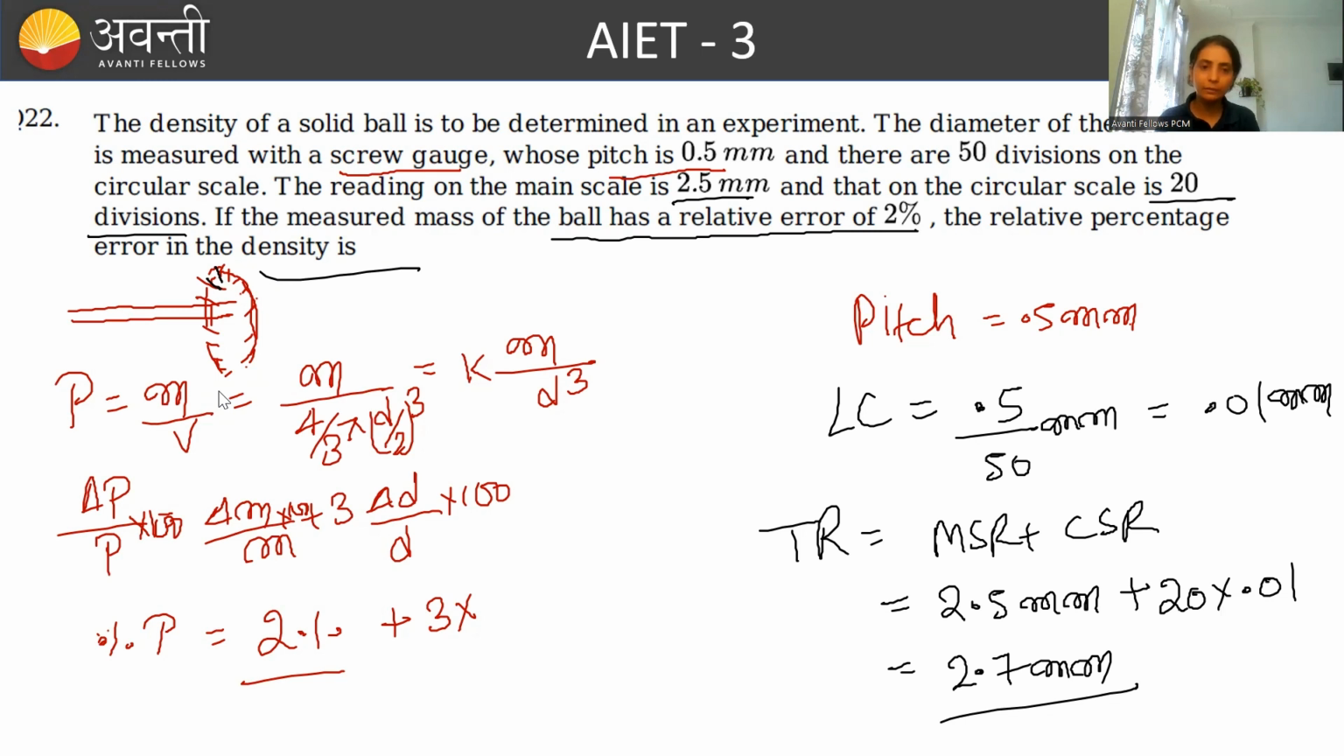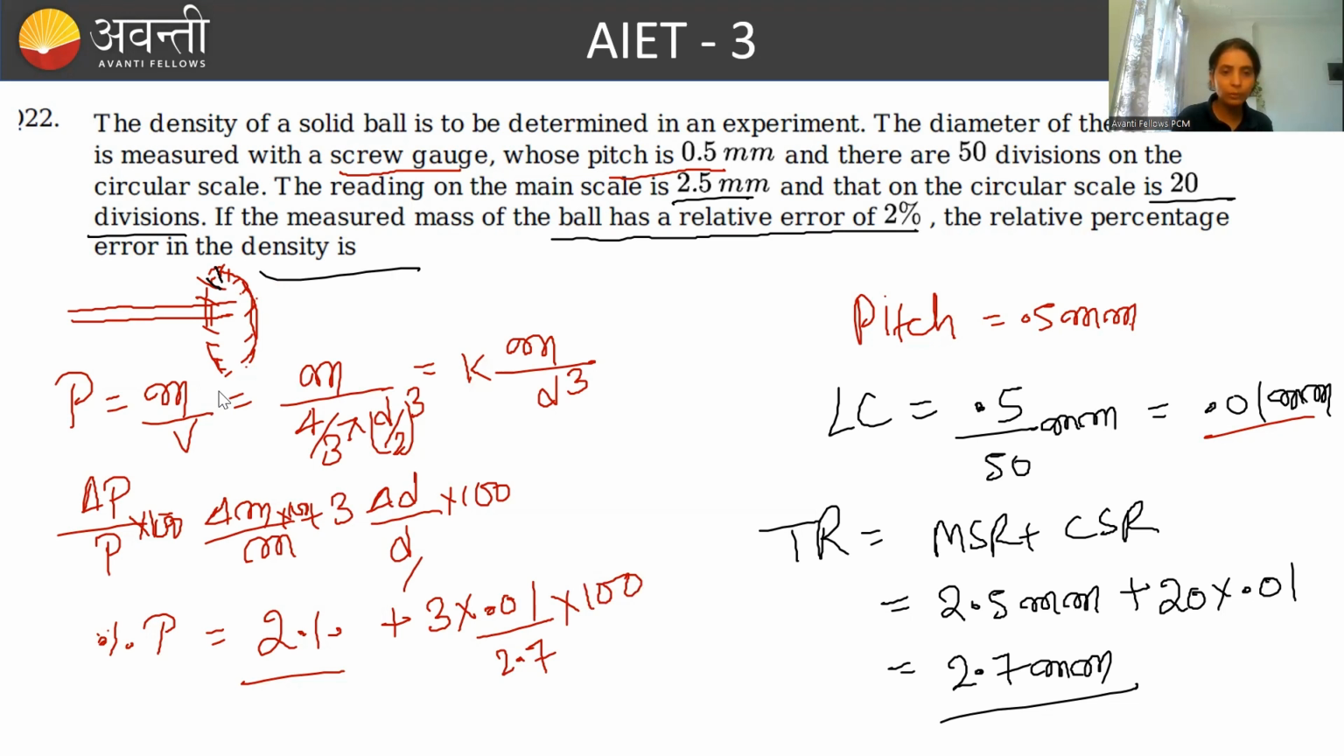So the maximum error in the diameter will be equal to the least count, that is 0.01. So here you write 0.01. The value of the diameter we got is 2.7. All are in millimeter, that is why I'm not writing the unit here. Okay, so what value are we going to get now?